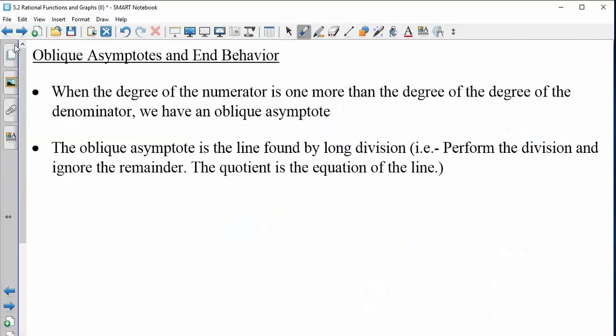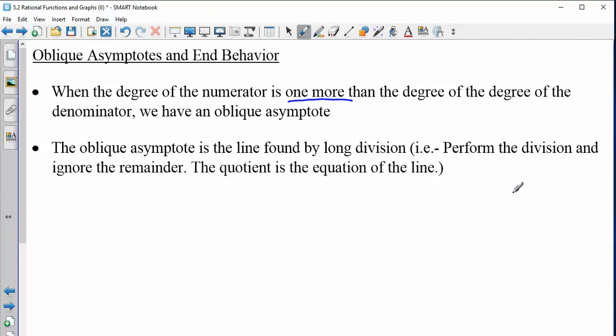If the degree on top is bigger, there isn't a horizontal. In that case, we get what's called an oblique asymptote. Now, we don't always have obliques. It's only in the case when the degree is 1 more. So if the degree on top is 1 higher than the bottom, we have an oblique asymptote. Oblique, sometimes they're called slant asymptotes. It's just a line that's not horizontal or vertical.